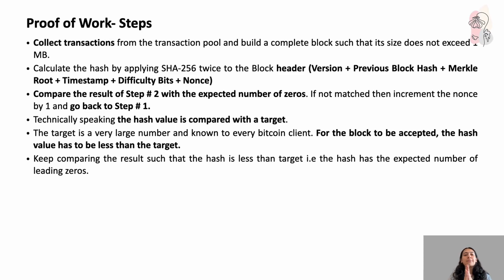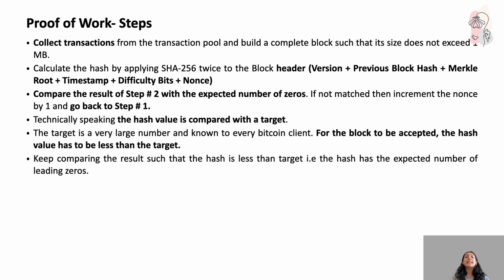And then let's just come to the steps. The proof of work steps say that you have to collect transactions from the transaction pool, because you're all waiting for the transactions, right? And then when you have transactions, you get them all together and build a complete block such that its size does not exceed 1 MB. So it's like you can seal a box only when the size is 1 MB. If the box exceeds 1 MB, you cannot take up the last commodity you took.